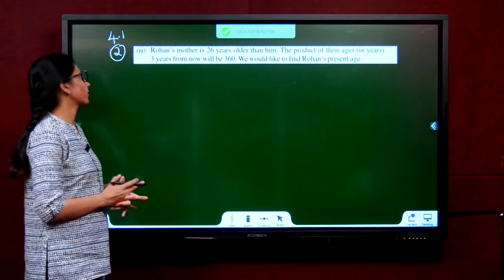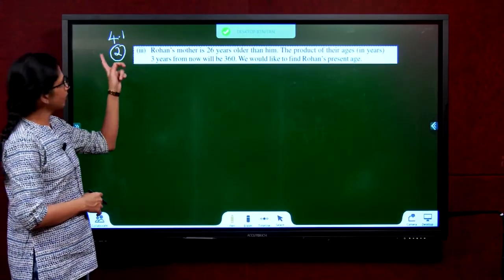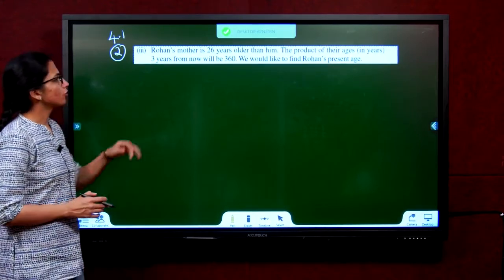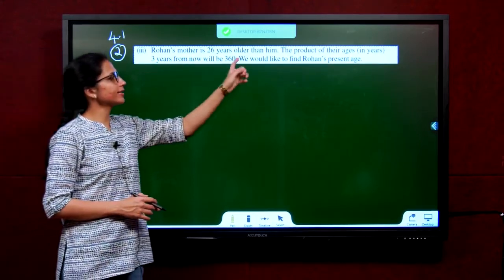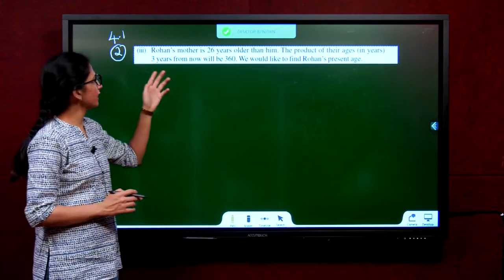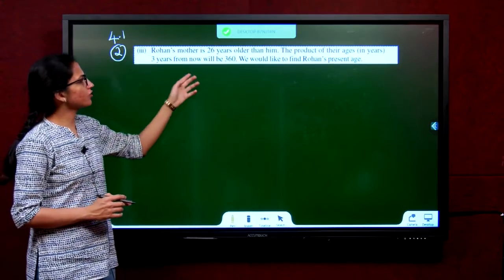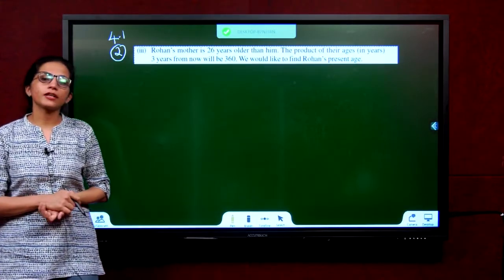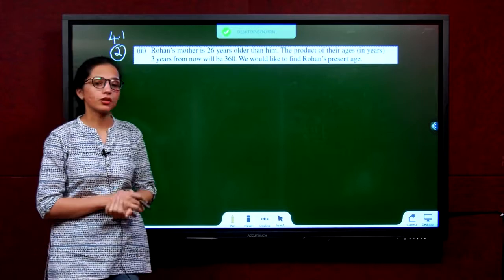Moving on to the next question. 4.1, second question, third sub-question. Rohan's mother is 26 years older than him. The product of their ages 3 years from now will be 360. We would like to find Rohan's present age.